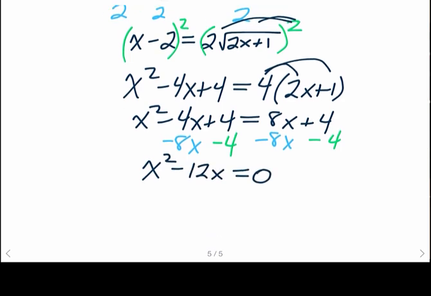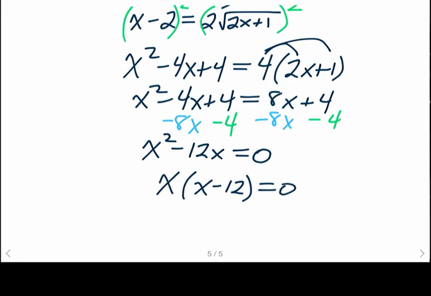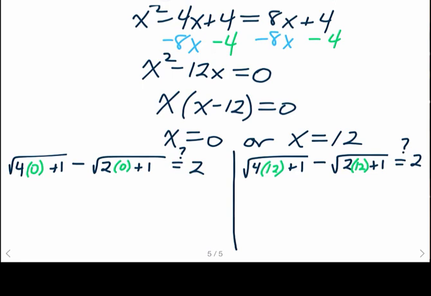Finally, I'm going to solve this by factoring out the x. We have x times x minus 12 is equal to 0, which gives me that x is equal to 0, or x is equal to 12. Again, we have squared this equation twice, so I want to check our solutions, which I'm going to do by substituting each value into the original equation in turn.